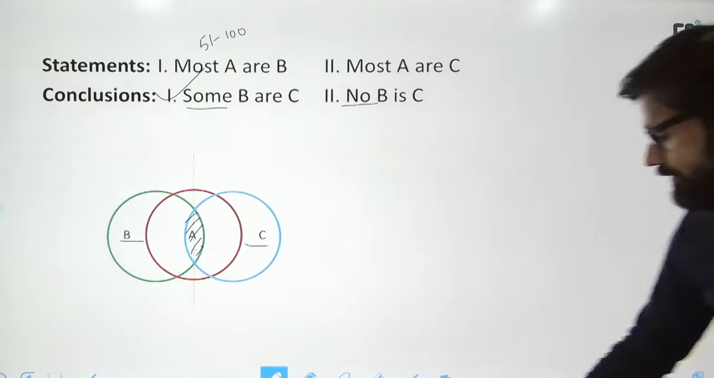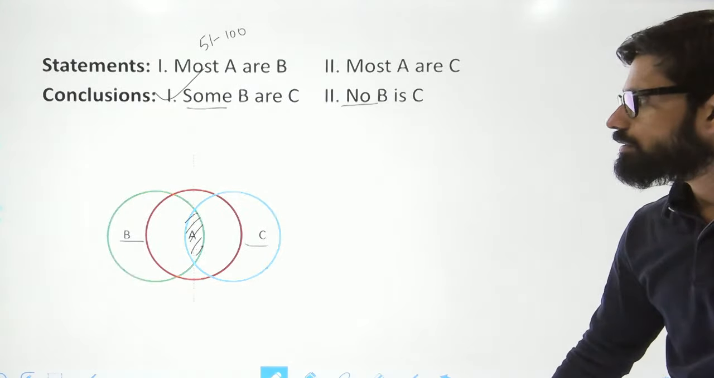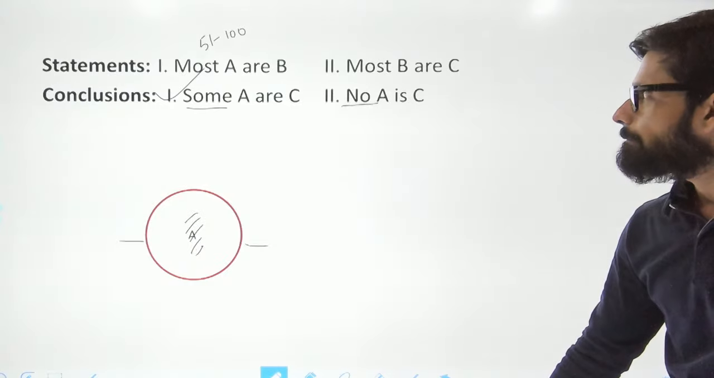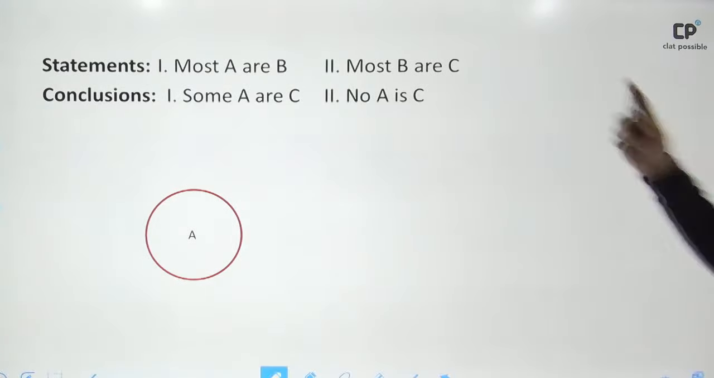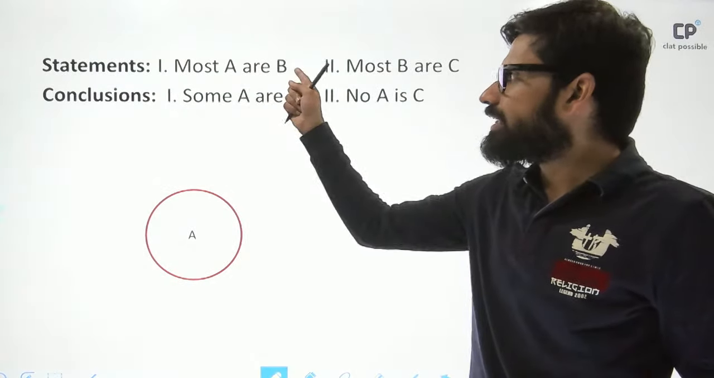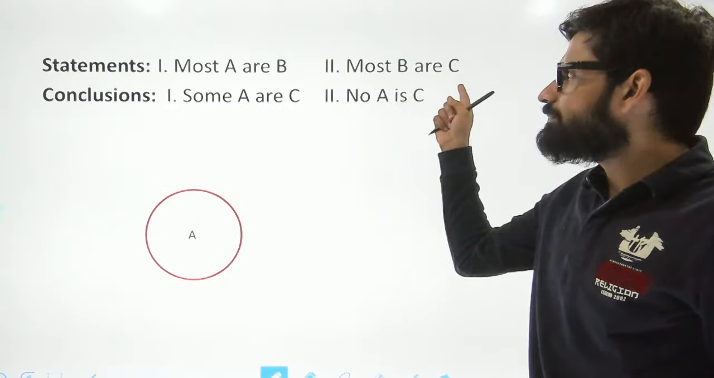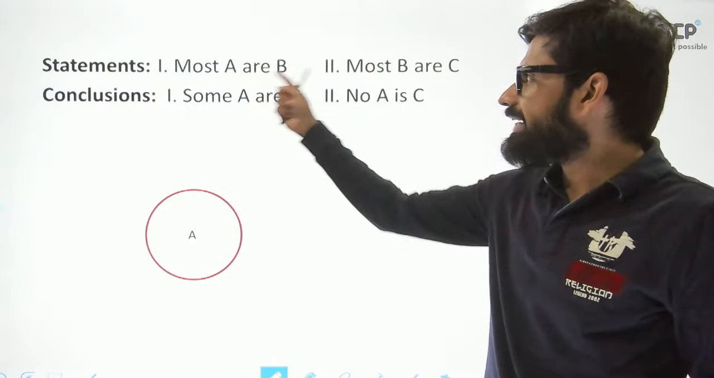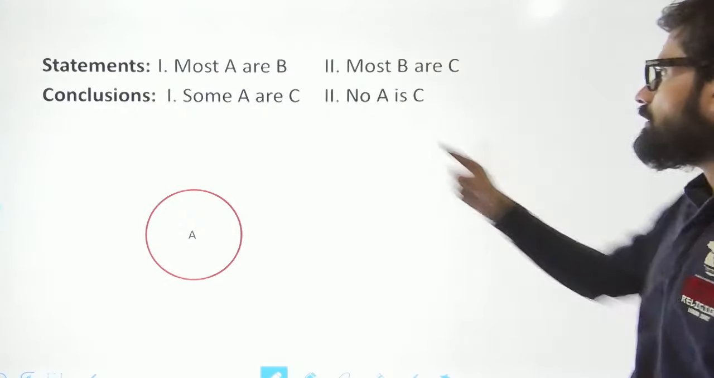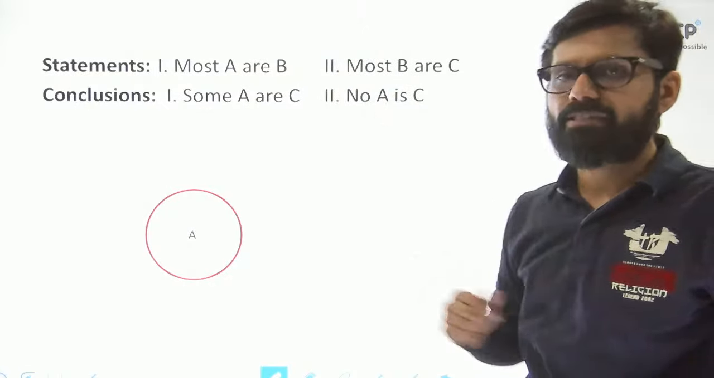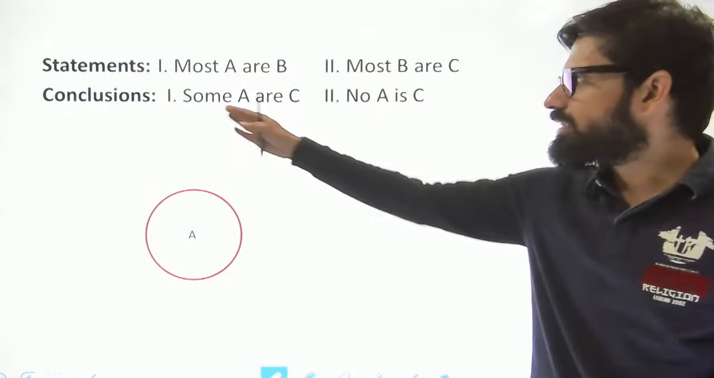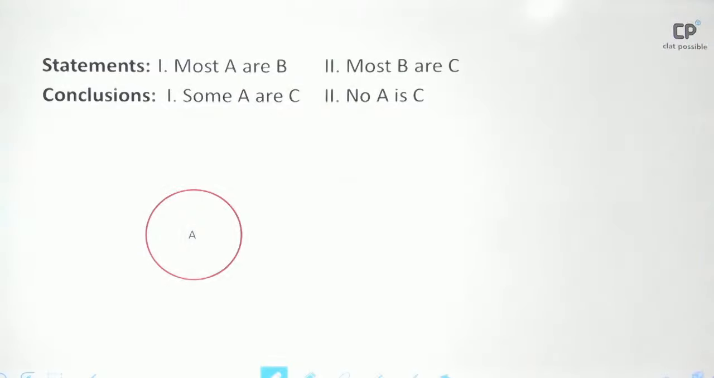Right. So then we have this question. This is slightly different. In the previous question, we had most A are B and most A are C. In this one, we have most A are B and most B are C. So we have changed the statements a bit, and then we have to determine which conclusion follows.